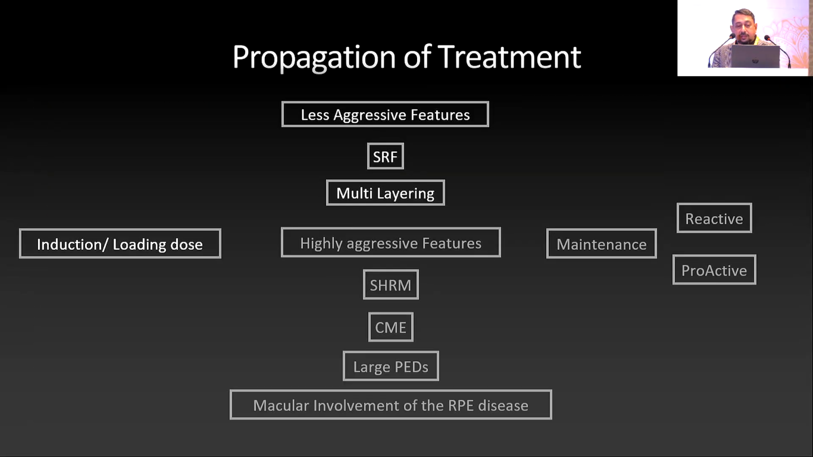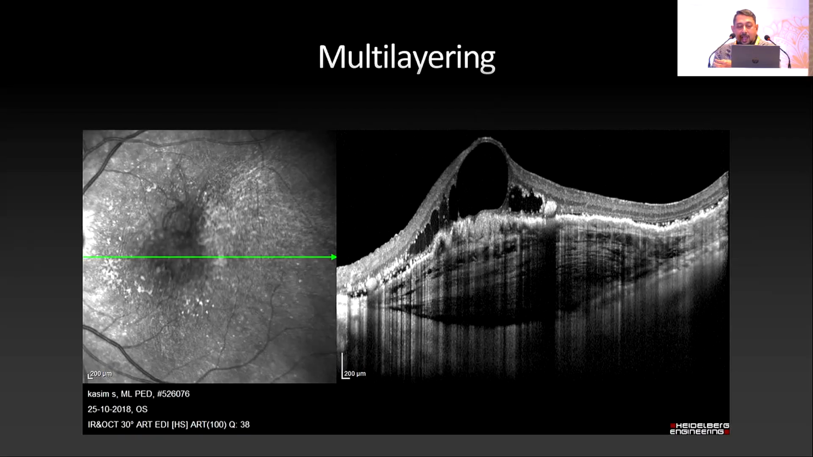CNVMs and their activity. When you start treatment, there are things that tell you that you need more aggressive and less aggressive features. The less aggressive features would be the presence of SRF and multi-layering. This is an example of multi-layering, where we have a layering underneath the RPE, which shows a more stable but prolonged disease as compared to some other types.